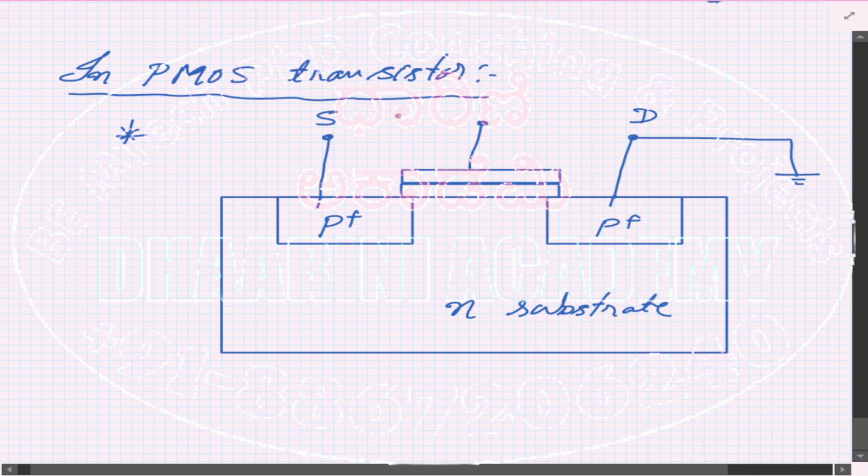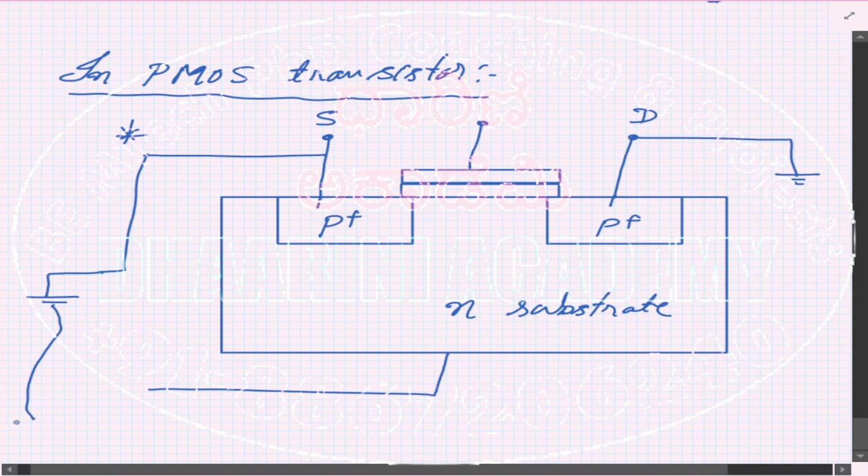Okay, in order to make this conduct, you need to connect the source and the body of the MOSFET, both of them, to what is called the positive of your battery. This is plus, positive voltage, and this is connected to ground. Now you see, this is how the connections are made. You can see this is a positive terminal now.